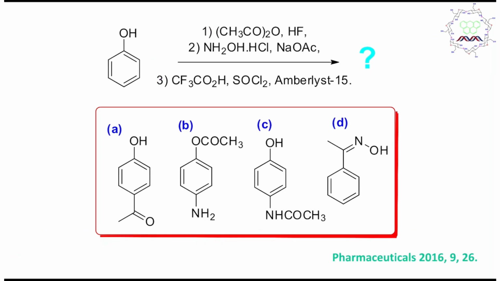I believe you have tried by yourself, so it's my turn to give you the right answer. So let's start. If you look at this moiety, this is actually phenol, and this phenol is reacted in three steps. And the first step is acetic anhydride and HF.